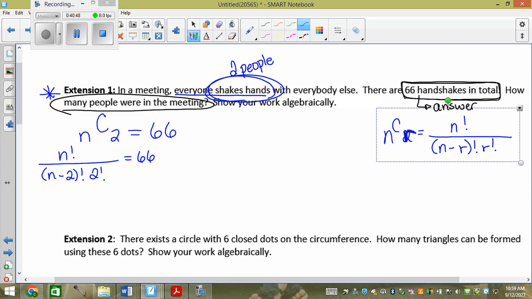How do I get rid of the 2 factorial on the bottom? See, can you answer this last time? Multiply. Yeah. So 2 factorial is just 2, right? So I'm going to multiply by 2, and I get n factorial over n minus 2 factorial equals 132. Then I just do the math like before, right?